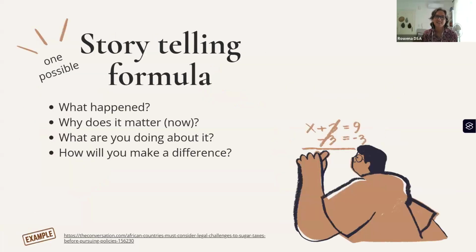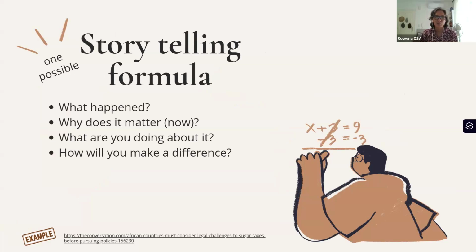So I tried to think of one formula, and I guess the most common formula that certainly I train when I'm writing with people is this storytelling formula. So, what is the problem? What happened? Why does it matter? Why now? You might want to think about what are you doing about it? So this could be your research, and how is it going to make a difference?